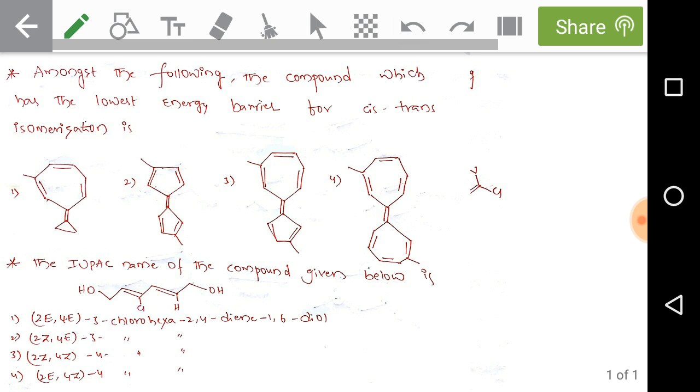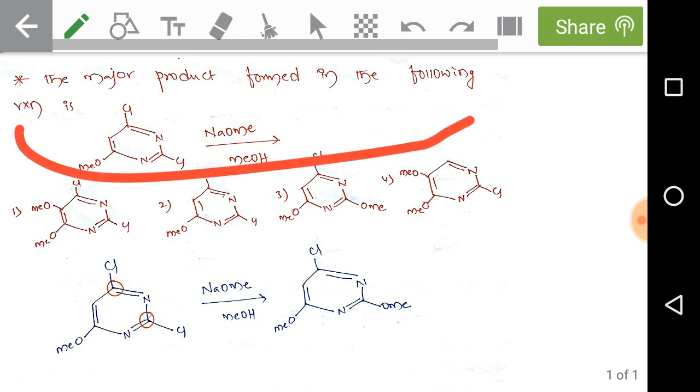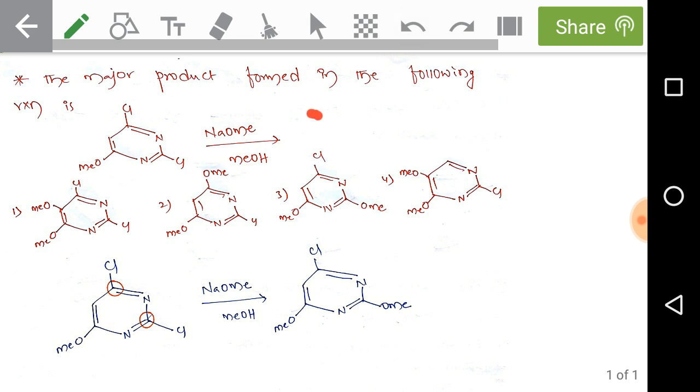Okay, right. And next one, the major product formed in the following reaction is. So just look at the given reaction here. You need to give the correct answer. And if you look at the reactant, many get a doubt by just looking at the 4 options which are given in the problem.